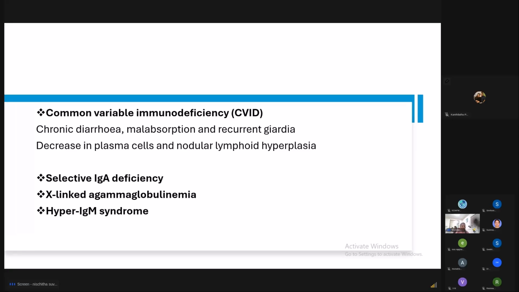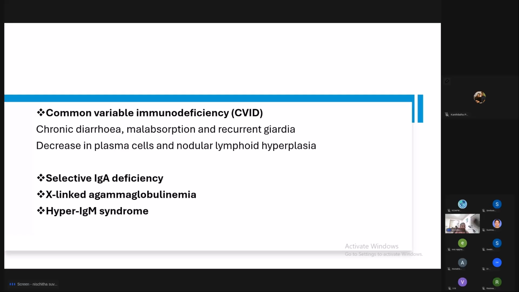So, looking for plasma cells in the lamina propria is important. If it is absent or decreased, we can suspect common variable immunodeficiency. Also, other entities like selective IgA deficiency, X-linked agammaglobulinemia, and hyper IgM syndromes are also known to be associated with recurrent giardiasis. So these are certain conditions.